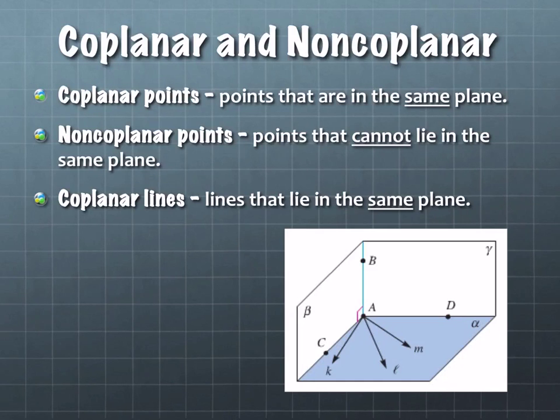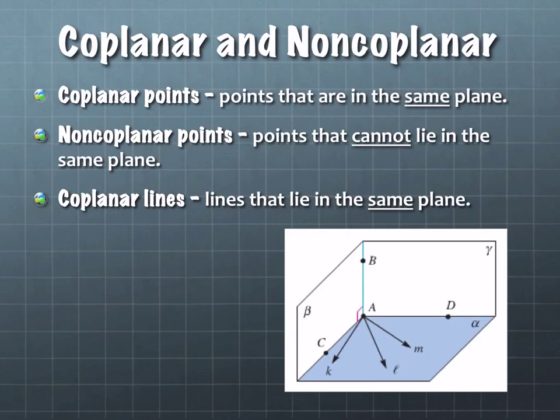Non-coplanar points are points that cannot lie in the same plane. So let's pause there for just a second and think about it. What the previous slide said was any 3 points necessarily have a plane that contains all of them, right? So in order for non-coplanar points to exist, you would have to have at least 4 points.